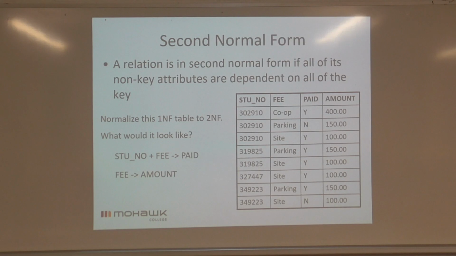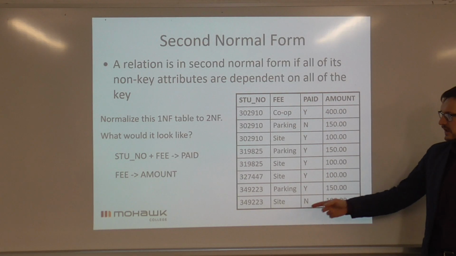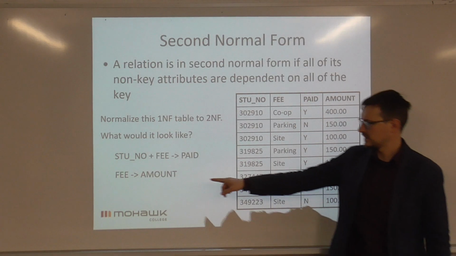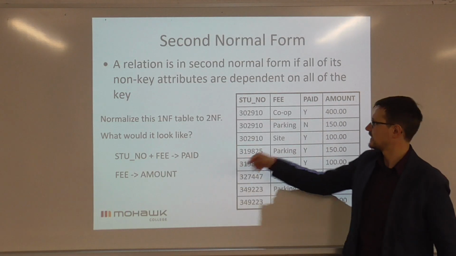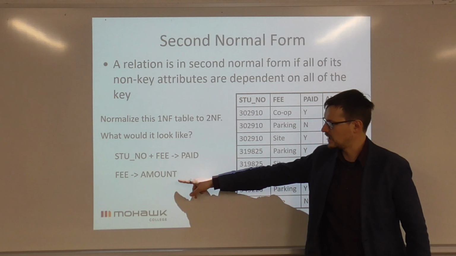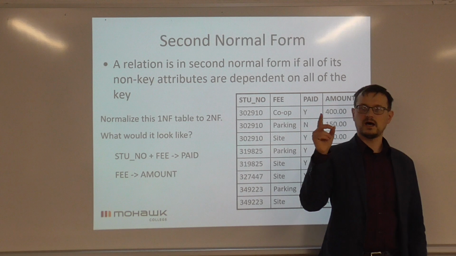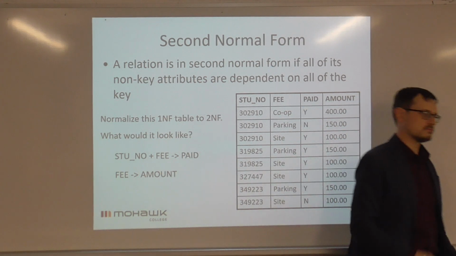Yes? In case you want to represent more than one column that depends on a specific column, how would you do that? With a comma. Okay. So if I had a third column that was also dependent on fee, I would put a comma, or I guess that would be a fifth column, comma, fifth column.